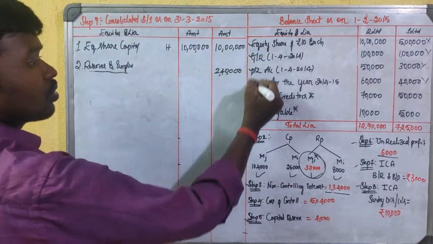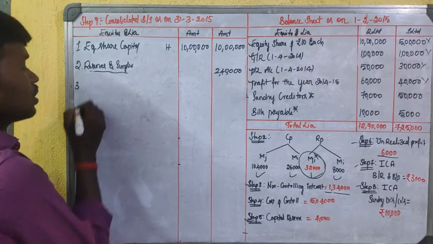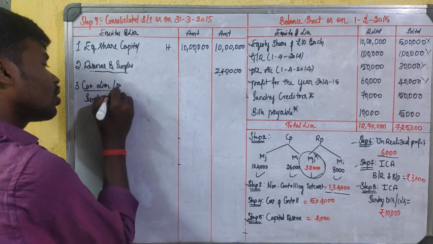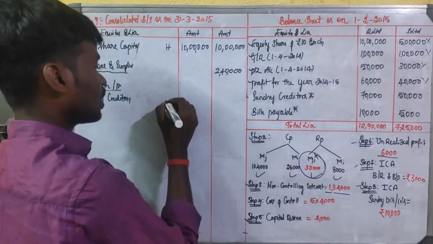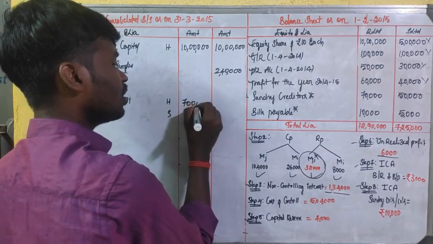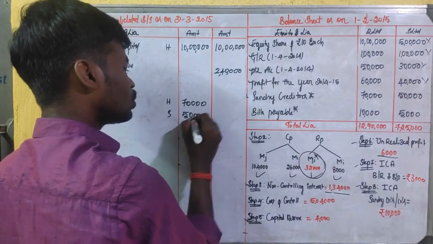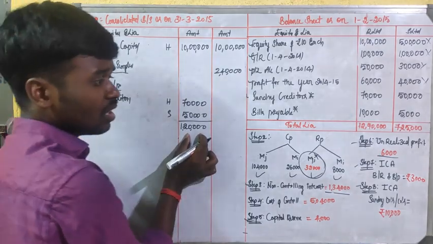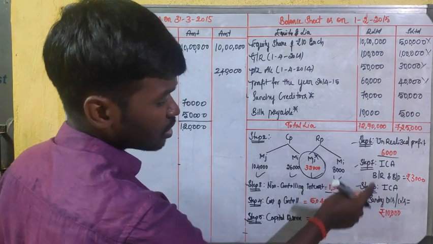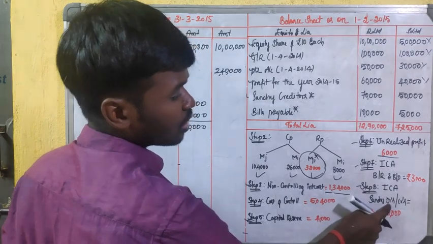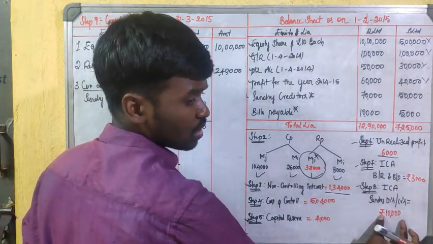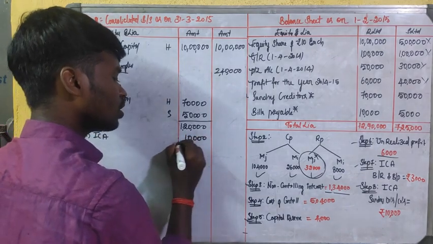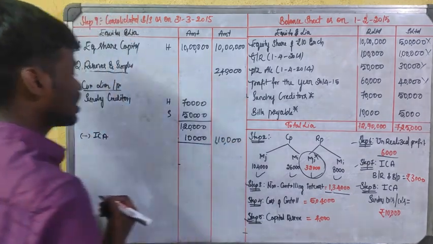Next, we have considered four items. Now we have to consider sundry creditors. So the third one, that is current liabilities and provisions. Under that we have to enter sundry creditors. So two amounts we have not considered, that is holding company and subsidiary company. Holding company how much is it? 70,000, and subsidiary company, this is 50,000. So you will get 1,20,000 as the total sundry creditors. From this you have to consider the intercompany adjustment. See, sundry creditors. Step number 8, intercompany adjustment related to sundry debtors and sundry creditors. So we have to consider this 10,000 as an intercompany adjustment. Therefore we have to deduct the intercompany adjustment, that is 10,000. So you will get 1,10,000 as the total sundry creditors balance.